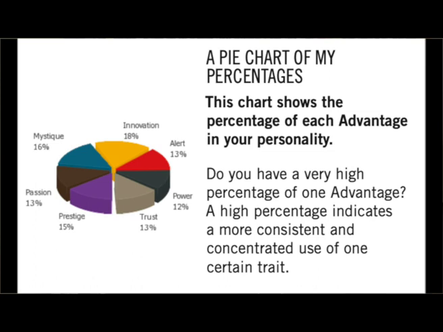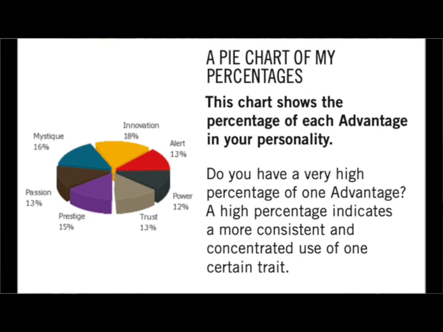And that's why I was keen to share with you all 7 advantages, so that as you look at your blend of advantages, you can begin to appreciate how you uniquely bring that archetype into play. And I will share with you now my pie chart of my percentages, and you'll see that my top one, being innovation, is 18%, followed by mystique at 16%, followed by prestige at 15%, then passion and trust together at 13%, with alert also at 13%, and then power at 12%.